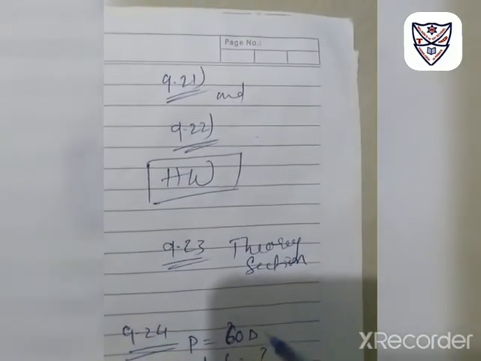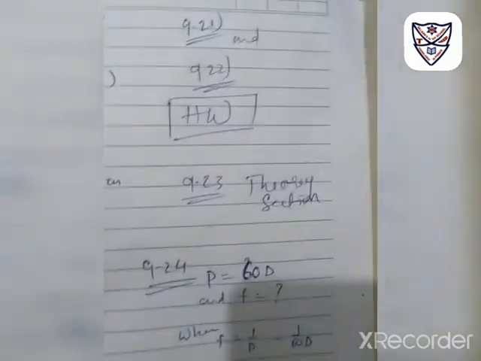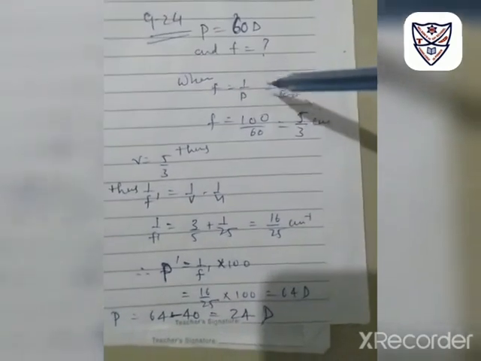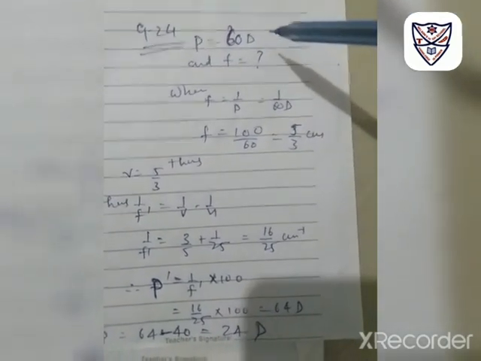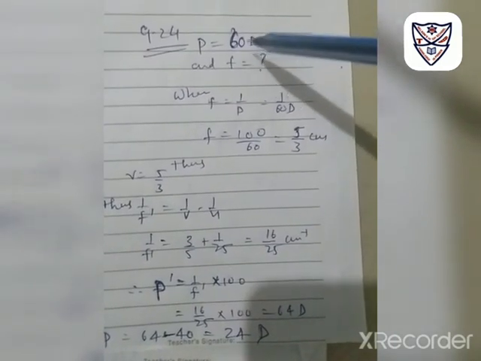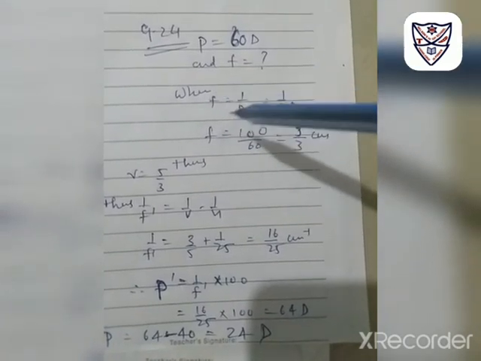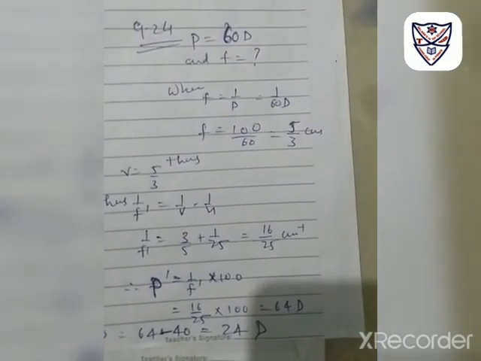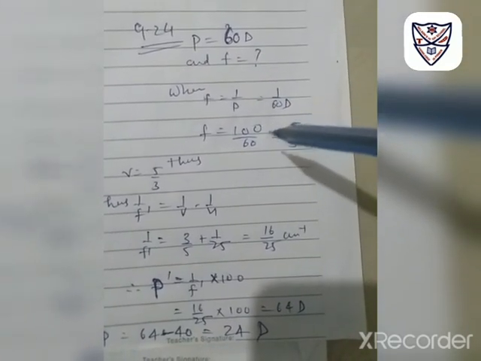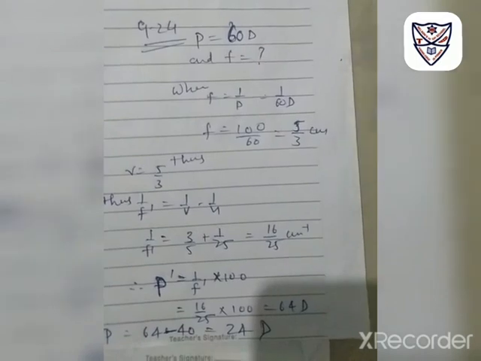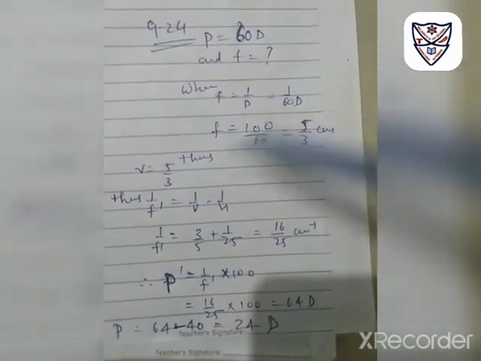23 is a theory section which we have already discussed in the theory part video. Now here they have given a power of a lens, 60D. Focal length you have to find. So F is equal to 1 by D, you know this formula. So it's 1 upon 60. Here you have to multiply it by 100, divided by 60, that is 5 by 3 centimeter. Now this is your V.